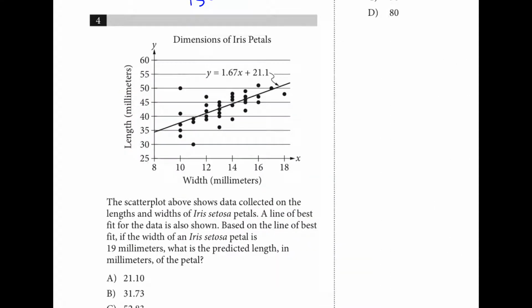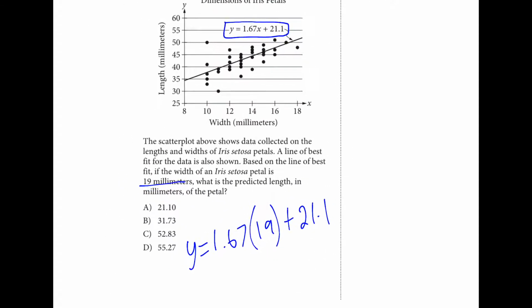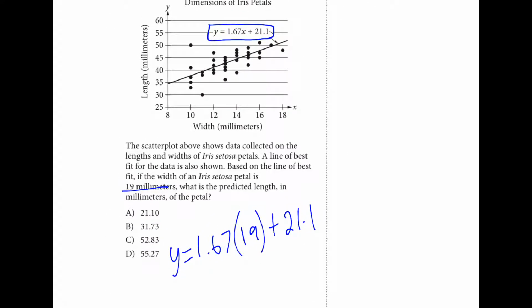4 is about a line of best fit for this scatter plot. So they gave us an equation as well as a graph. And they're looking for, if our input is 19 millimeters, what is our predicted output going to be? Since this is the calculator portion, I would just plug in 19 for x and solve it this way. This gives you exactly 52.83.